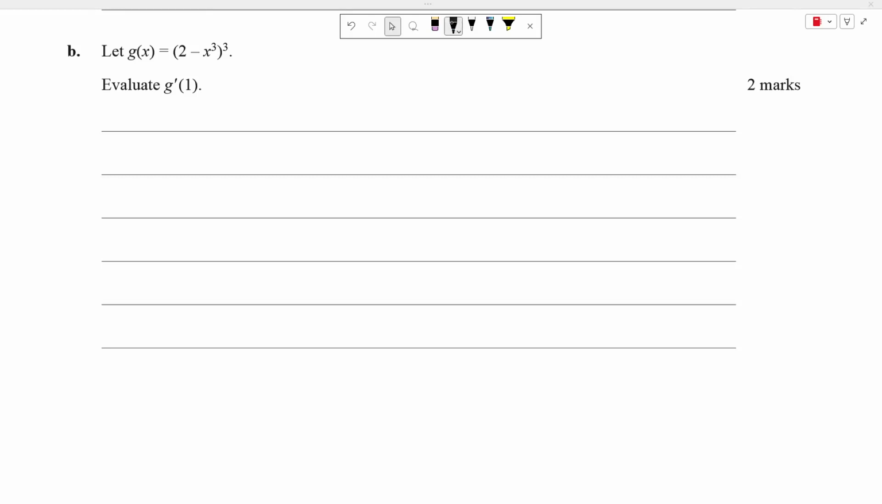For this one, we're given a function g of x, and they're asking us to find g dash of 1. The first thing I'm going to do is highlight g dash of 1 and the evaluate part, because so many people find g dash of x and just leave their answer as that, forgetting what they've actually asked you to find. So that's very important.